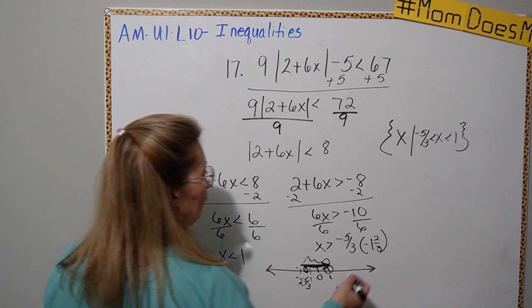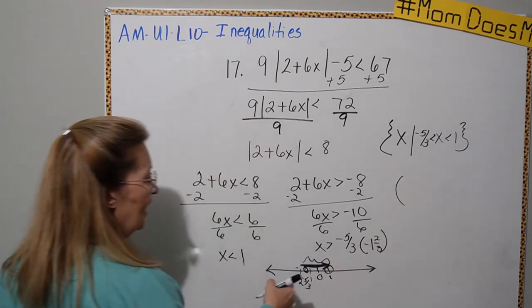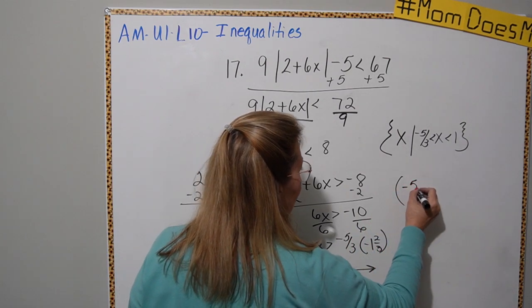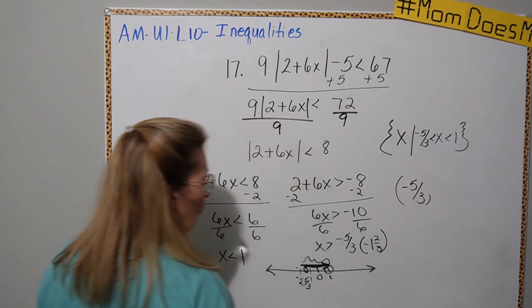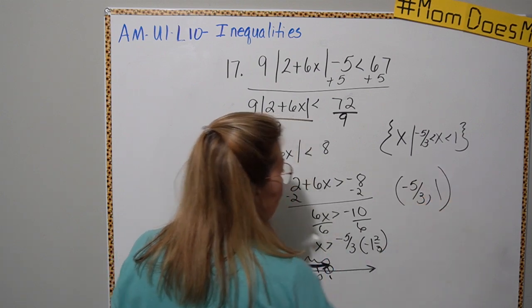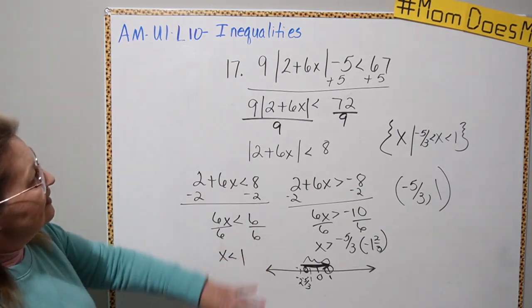All right, what about interval notation? Well, we have open dots on the left side, so that's going to be a parenthesis. What point is that? Negative 5/3. Where's the other end? At positive 1, and it's also an open circle. So there. That concludes Lesson 10.